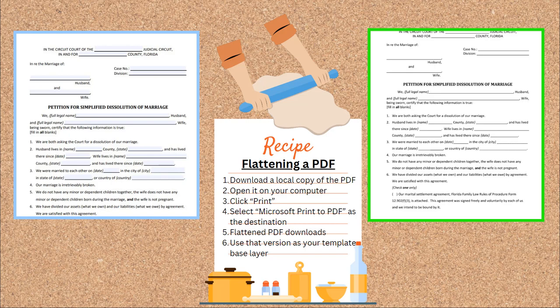You can either do it in Adobe Pro if you have it, or you can download the PDF and open it locally. Then you click the print icon or select print from the menu. You should have a print destination of Microsoft Print to PDF. Select that and it will flatten your PDF and download a local copy. Use that version then as the base layer for your PDF template. If these steps don't work for you or you have a different computer setup, just Google how to flatten a PDF. There are videos and instructions out there for you.